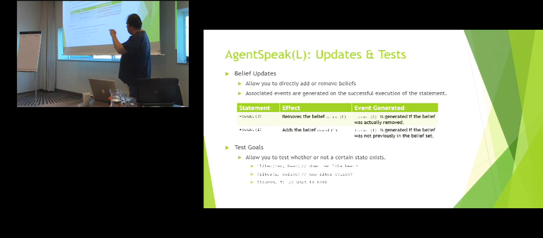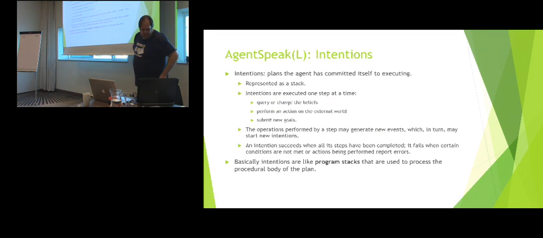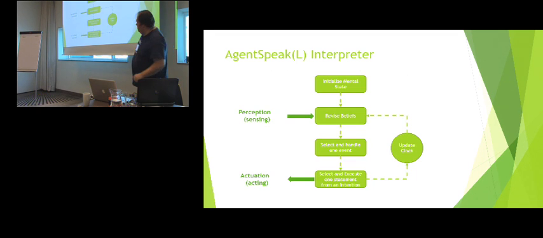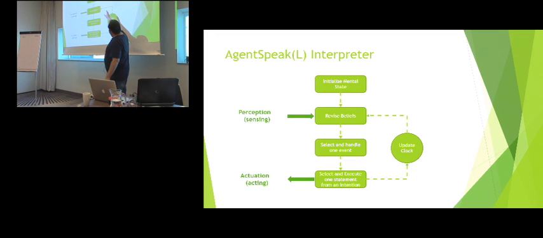The top level would typically be a reaction to a change in the environment, so one where the event relates to a belief update, and then the rest of them would typically relate to goal updates. So the interpreter cycle for AgentSpeak is very simple. You initialize your mental state, so you load the program. You then have a perception phase where you update your beliefs. You then have an event handling phase where you select and handle one event, which you then use to refine your commitments, your intentions, and then you select and execute one statement from an intention.